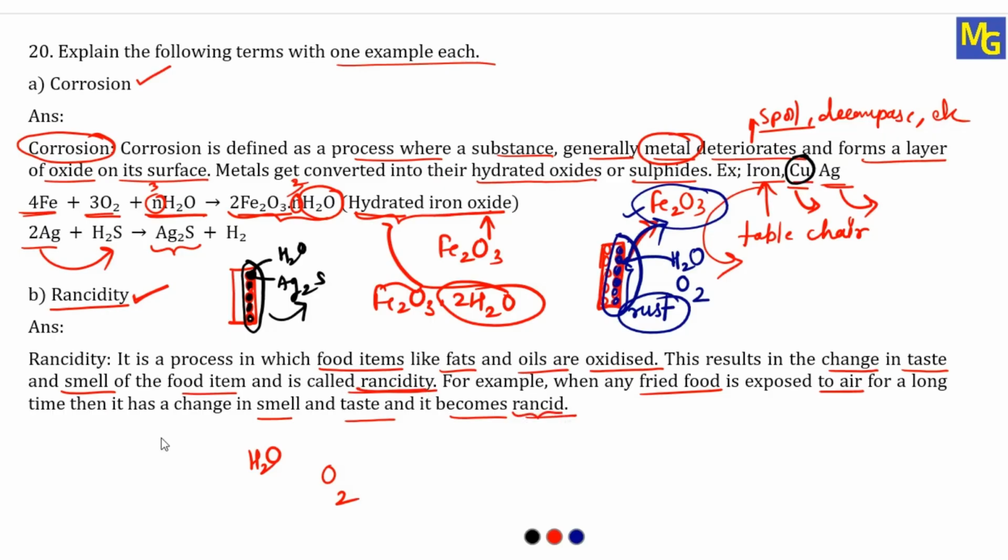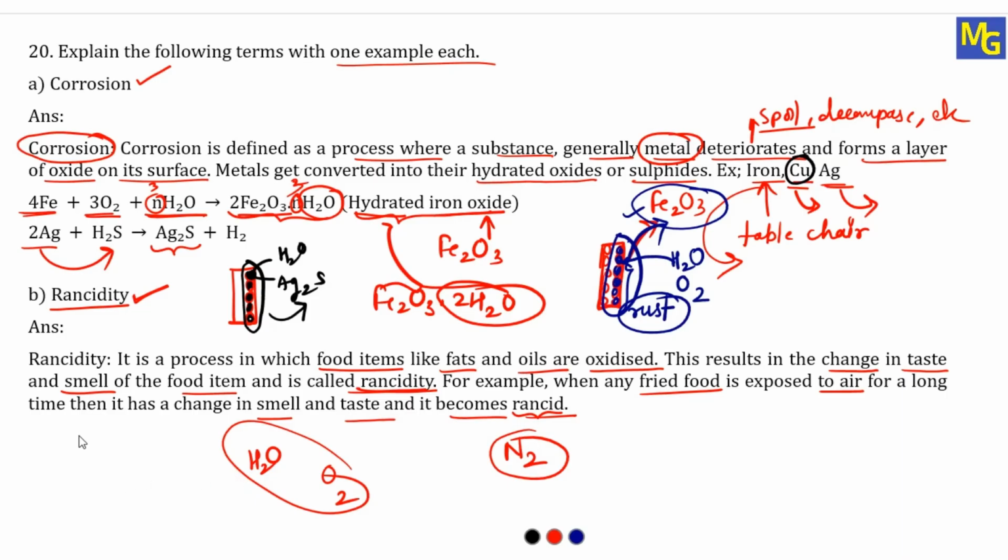And I have told you in the last question that to avoid this, the food items which have oil and fat are flushed with nitrogen gas. So nitrogen gas will create an inert atmosphere where there will be no reaction of this oil and fat with water vapors or oxygen, and therefore the chips or the food items can be stored for many days without getting spoiled. So this I have explained in the last question.